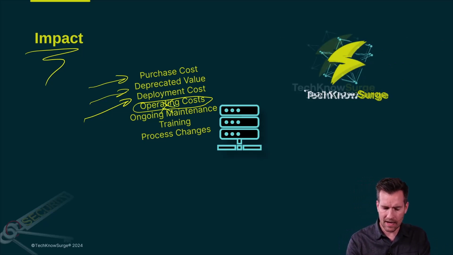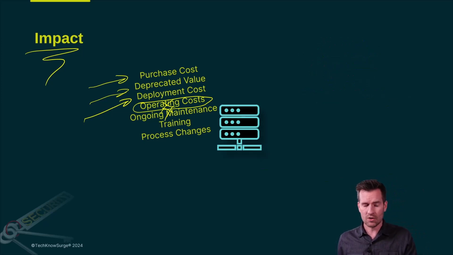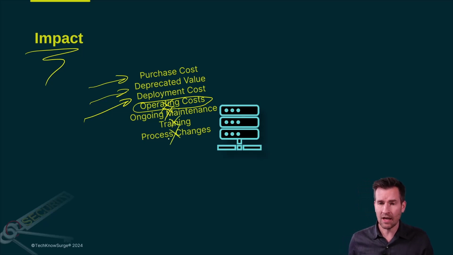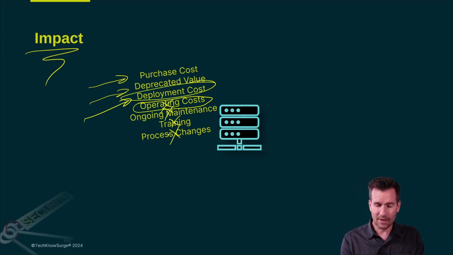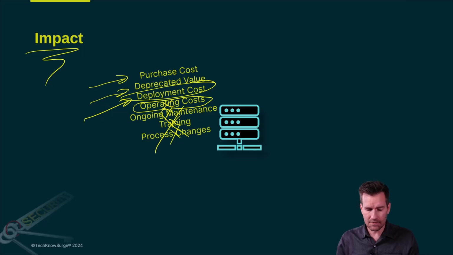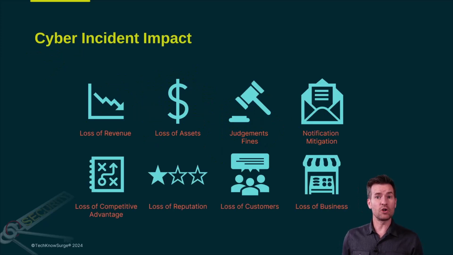Same thing with ongoing maintenance. We're going to have the ongoing maintenance whether they're new servers or old servers, so the impact doesn't change those. We don't need new training or new processes. So there are going to be some extra costs here for things like deployment, but total cost of ownership isn't representative of it either. So we have to choose what is actually going to be impactful if these servers were to be stolen. But the impact goes beyond just the loss of those assets.